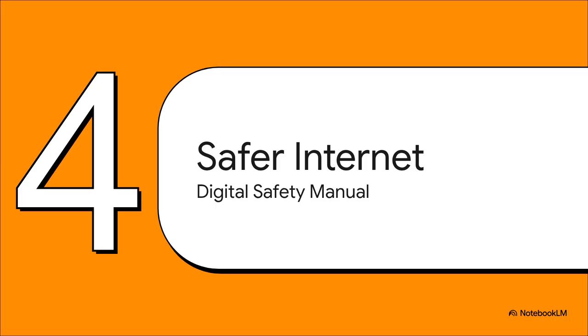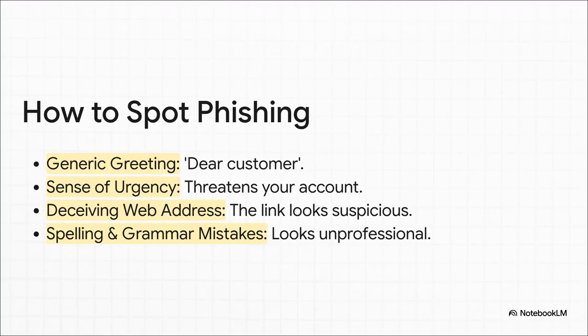Now, being a great creator isn't just about what you build. It's also about being a responsible one. Every builder needs a safety manual to protect themselves and their work when they're online. A really key safety skill is learning how to spot scams, like phishing emails. They're designed to trick you, but they almost always leave red flags. You want to look for things like a generic greeting, a fake sense of urgency to make you panic, a web address that looks a little sketchy, and honestly just bad spelling and grammar.